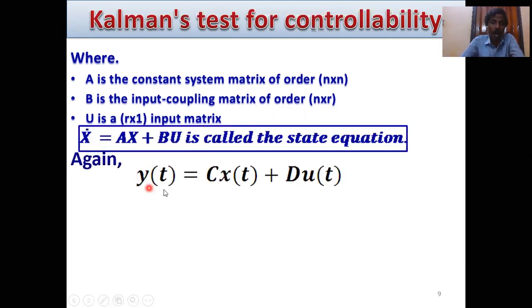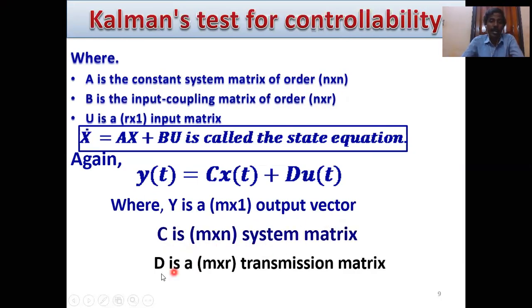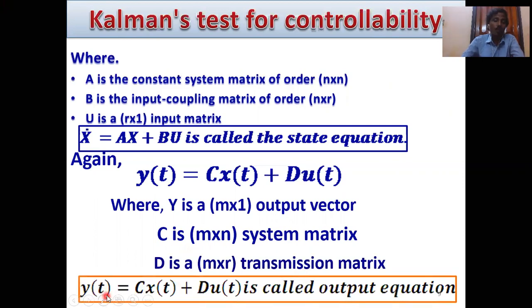Again, y of t is the output, and this equals Cx of t plus Du of t. Here y is an m cross 1 output vector, C is an m cross n system matrix, and D is an m cross r transmission matrix. This is the transmission matrix, and y of t equals Cx plus Du of t is called the output equation. So this is the state equation and this is the output equation.